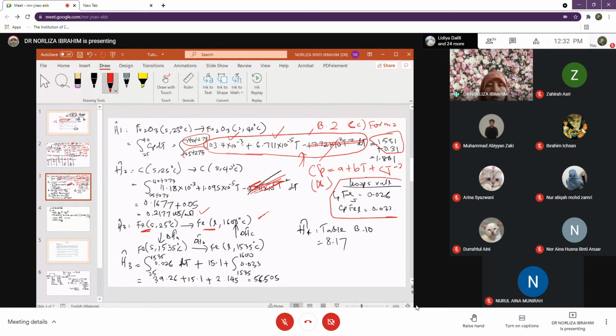It's supposed to be Kopp's rule. Sorry, this is not B. Which one is B10, which one is B8? B8, okay. Kopp's rule is B8, right? Kopp's rule is B8.